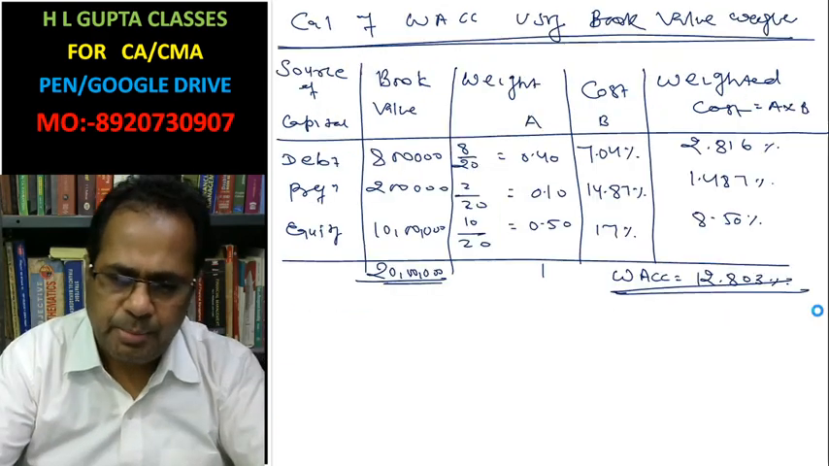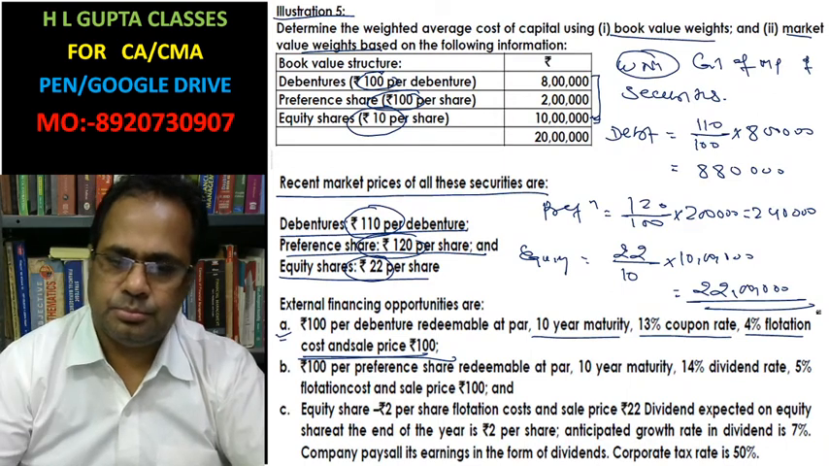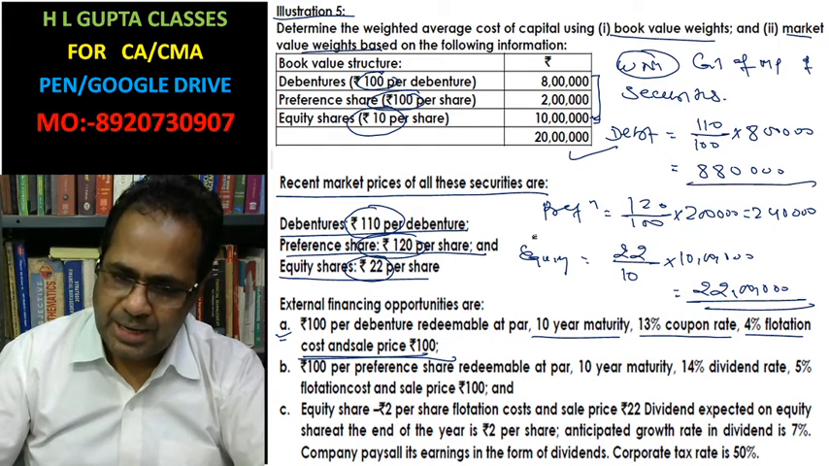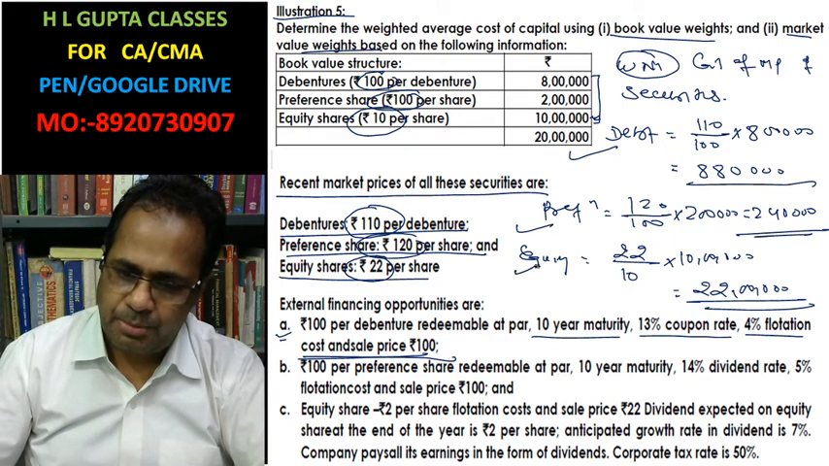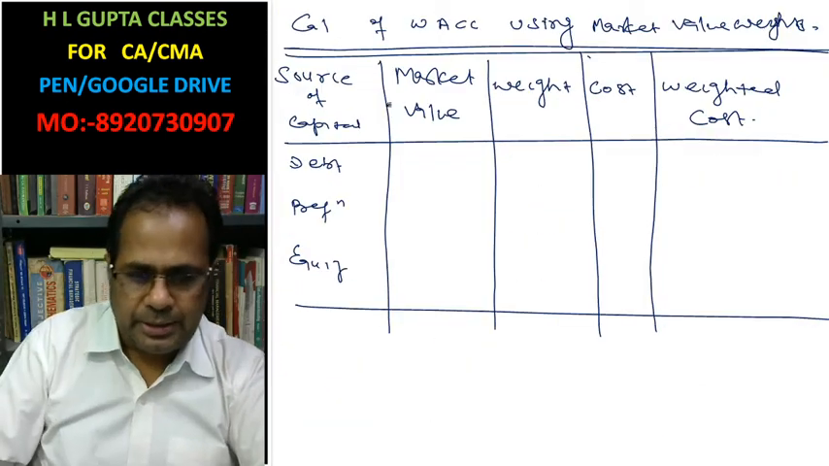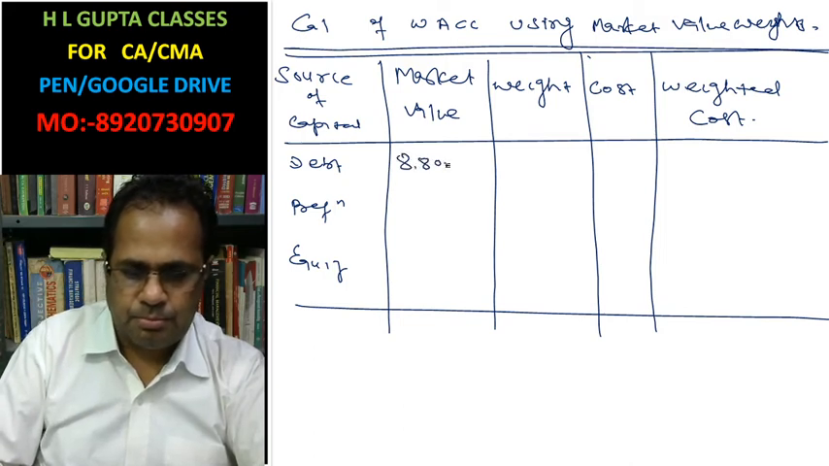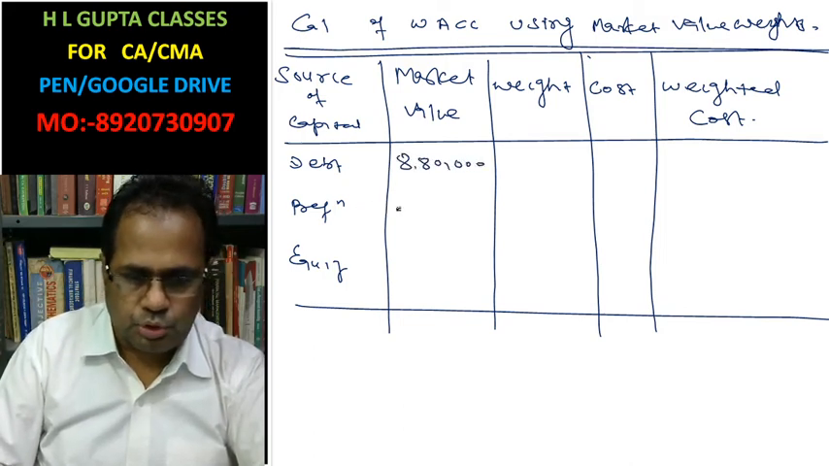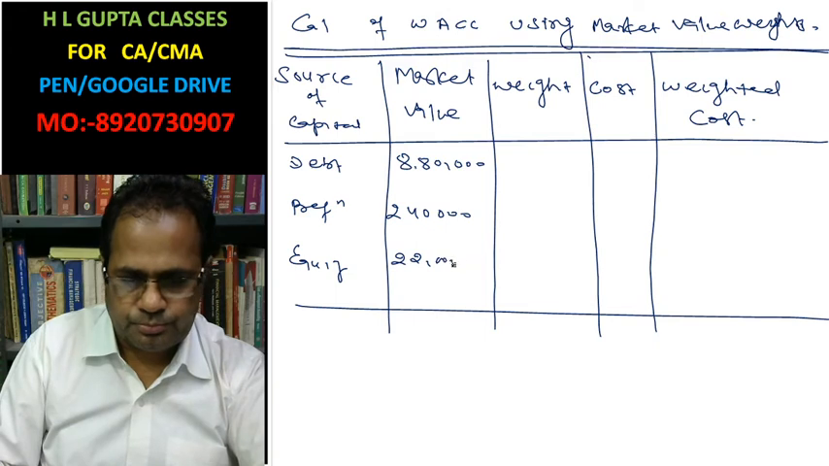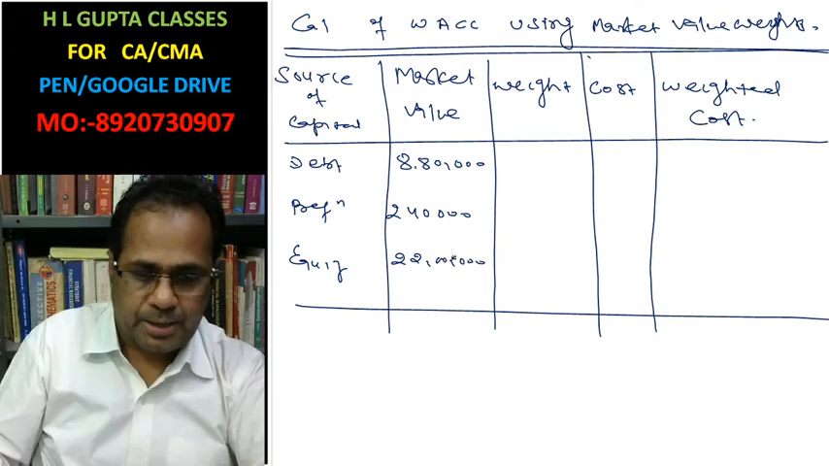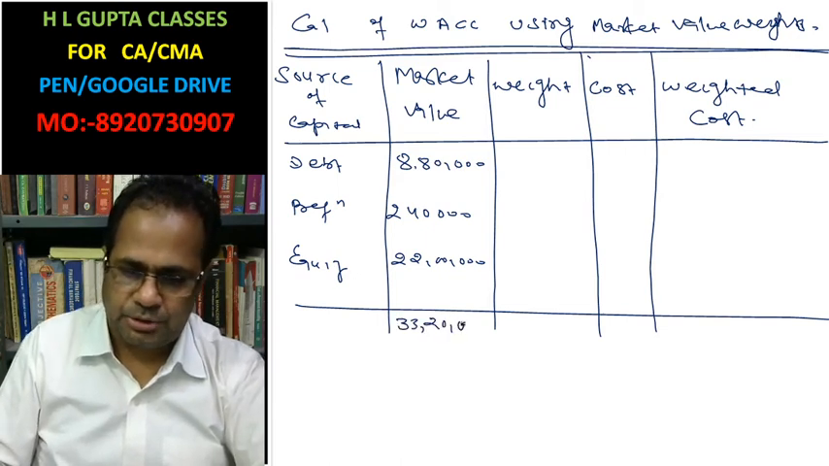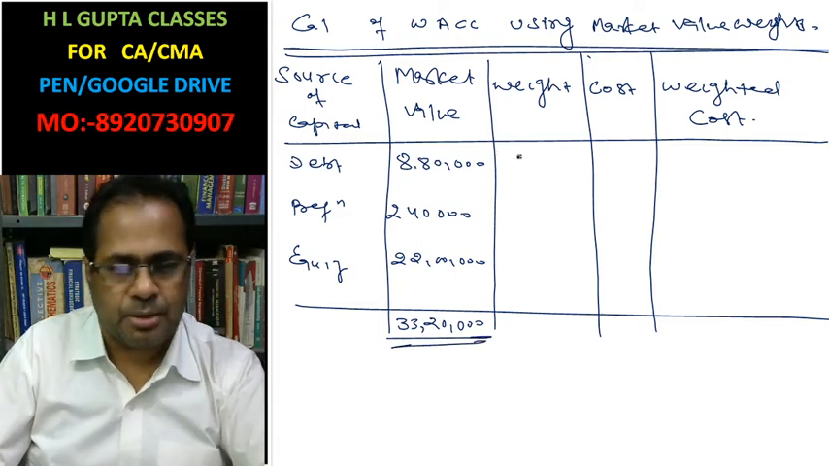Market value we have already calculated. Market value of debt is 8,80,000. Market value of preference is 2,40,000. Market value of equity is 22 lakh. Total market value is 33,20,000. Okay, this is the market value.